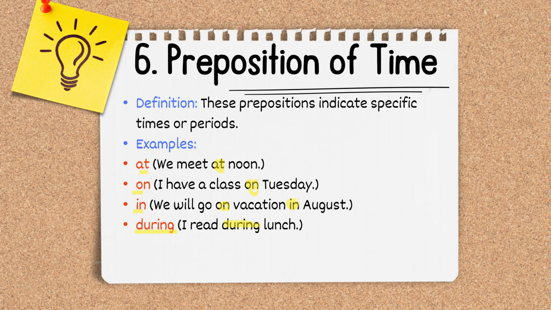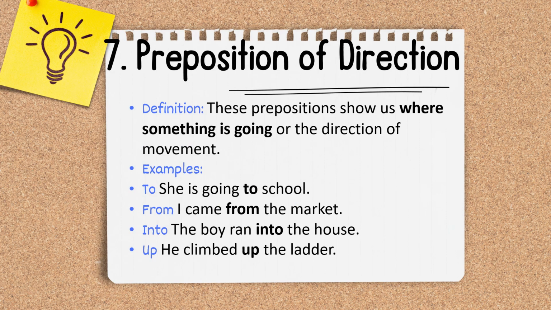Okay, next comes up. So the seventh one is preposition of direction. So what does it tell you? It tells you that something is going in which direction, or in which direction the movement is happening. For this, you could use various words. You could use to, from, into, and up also for denoting the direction. Okay, she is going to school.